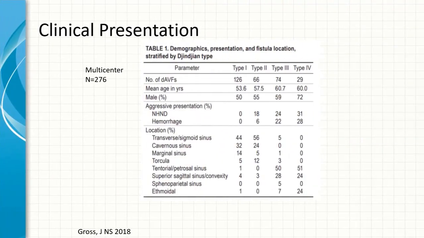I now direct your attention to type 2. Type 2 in this classification system is a dural AV fistula draining into a venous sinus with leptomeningeal or cortical venous reflux. Several things to note here include that the incidence of non-hemorrhagic neurologic deficit and hemorrhage increase, but that the locations are very similar to those with type 1.